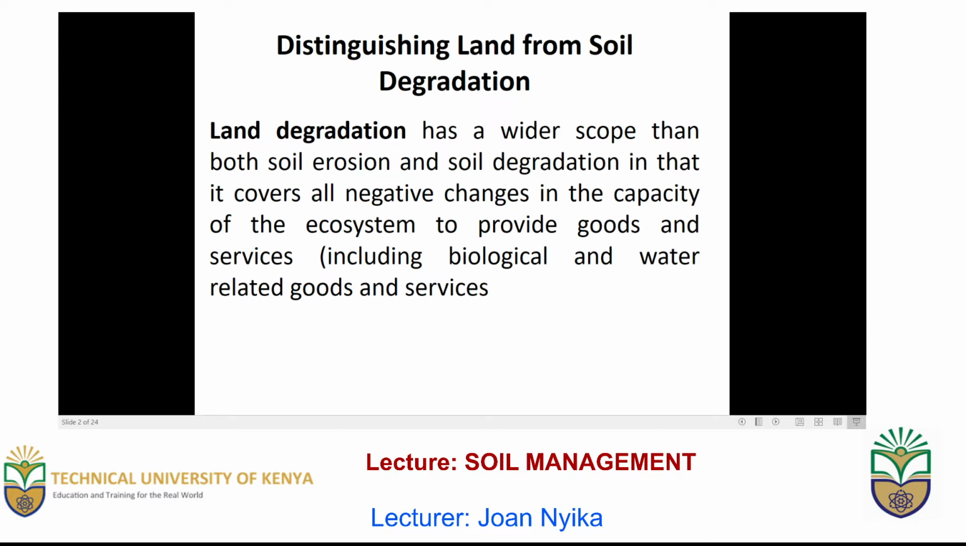Therefore, when we distinguish between land and soil degradation, soil degradation is part of land degradation because land degradation has a wider scope. Some of the aspects we looked at last week on land degradation are also common to soil degradation, meaning that soil degradation is part of land degradation, but it is not land degradation. Often these terms are used synonymously, but there is a difference between them.